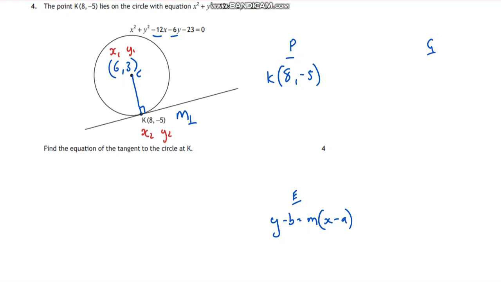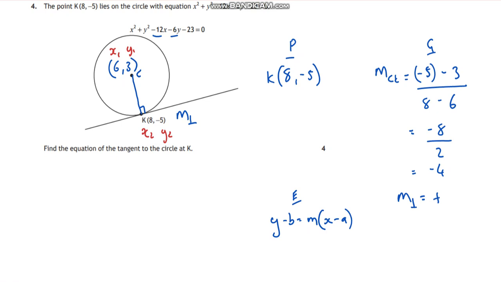And the gradient then, so I'll call it the gradient CK, just to remind me that it's not the one I'm looking for, gradient CK, and that's y2 take away y1 divided by x2 take away x1, so it's negative 8 divided by 2, so that's going to give me negative 4, so my perpendicular gradient will be positive 1/4.